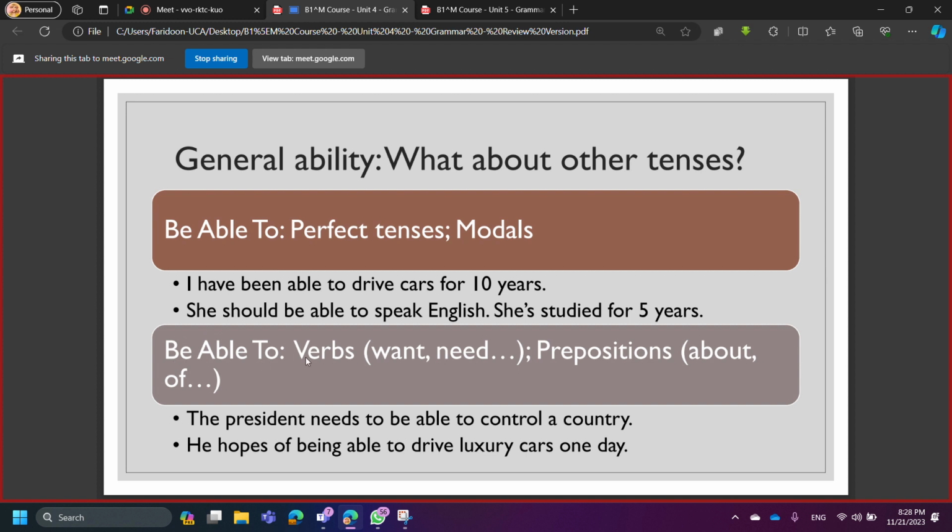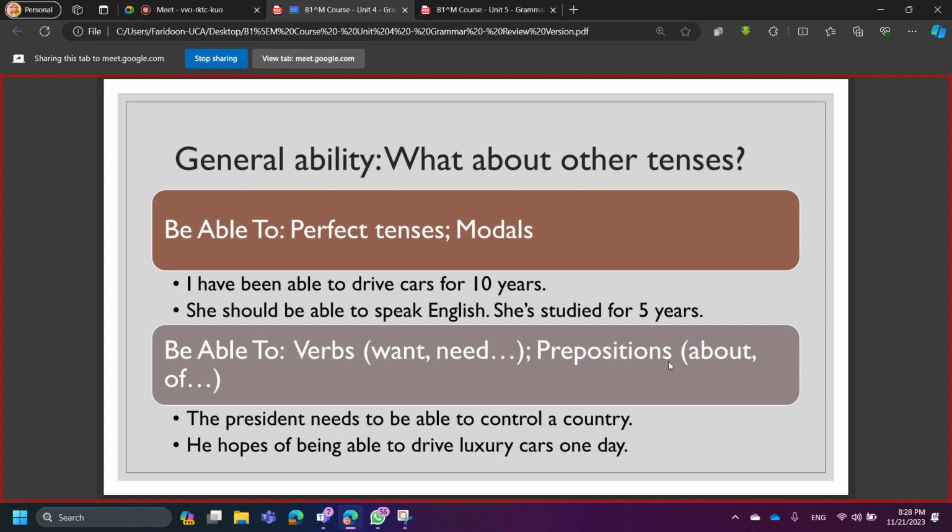Another one is "be able to," but this time using some specific verbs like "want" or "need," and also some prepositions like "about" or "of." Example, "The president needs to be able to control a country." Needs to be able to. So you are using "be able to" after "need." Of course, with the infinitive version, so you're adding "to" there.